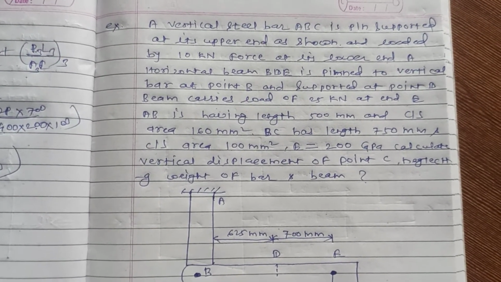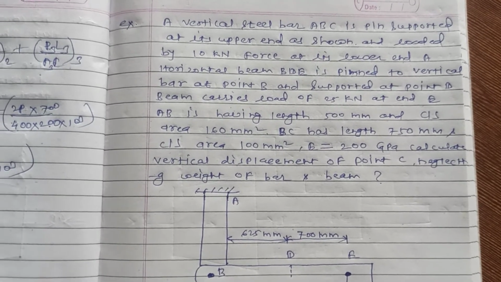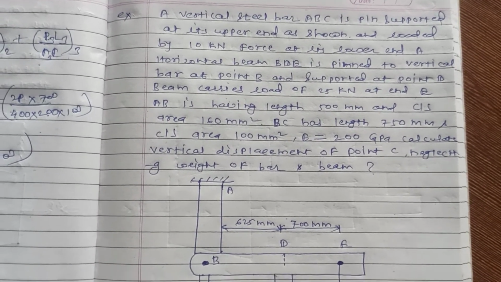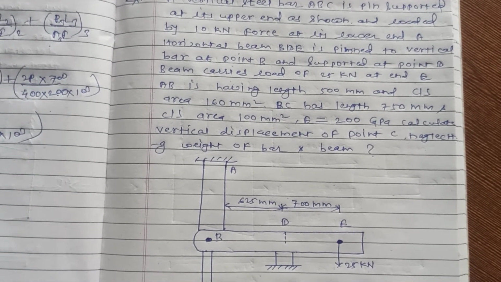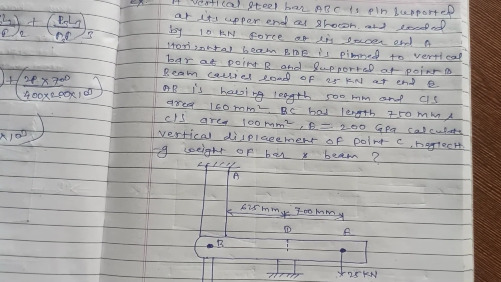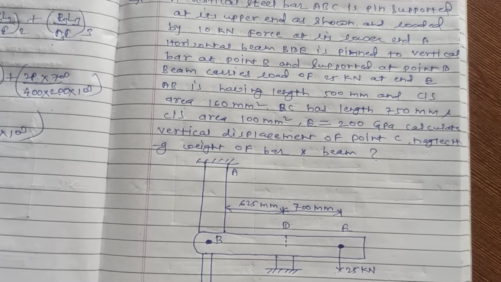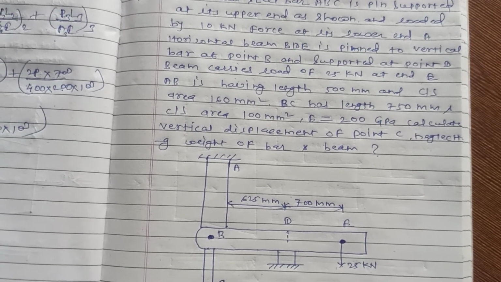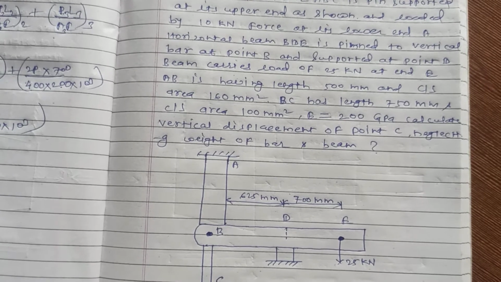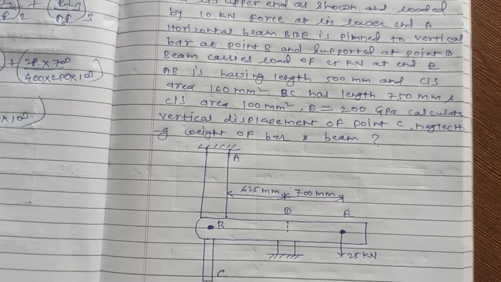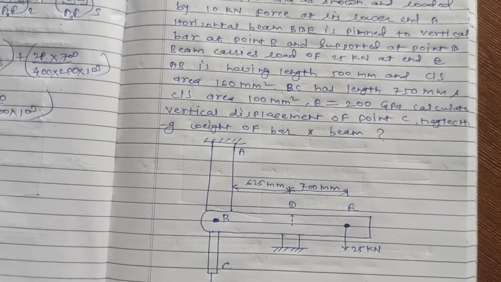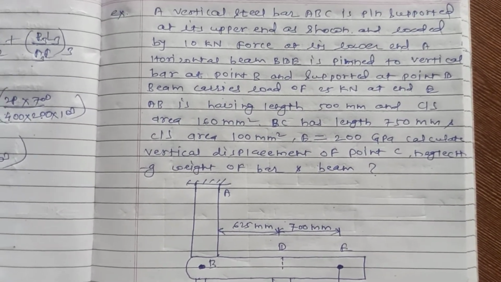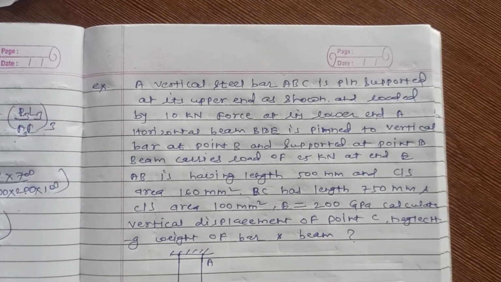A vertical steel bar. Try to concentrate on the problem statement. If you are able to understand the problem statement, then it is very simple to solve the problem. If you are able to write the given data, then and only then you are able to solve the problem. So let us try to concentrate on the problem statement.